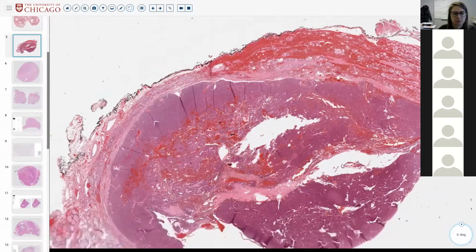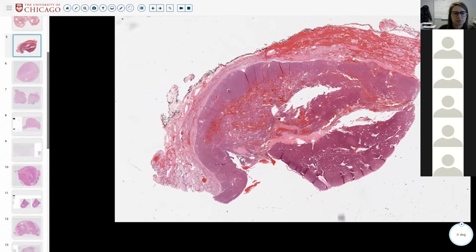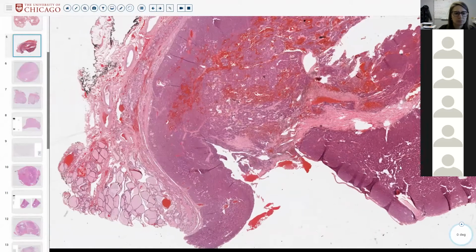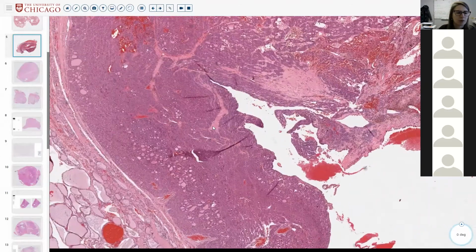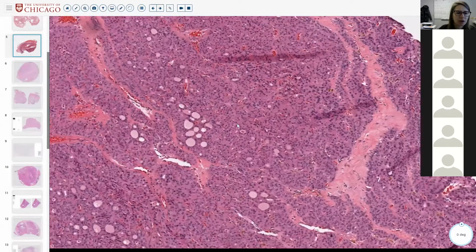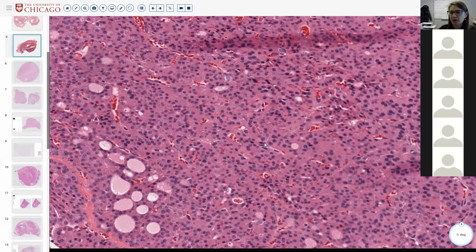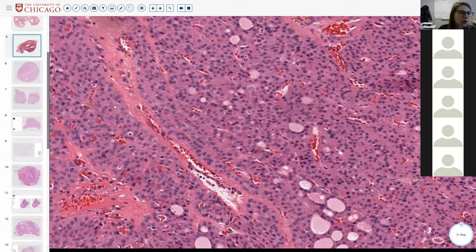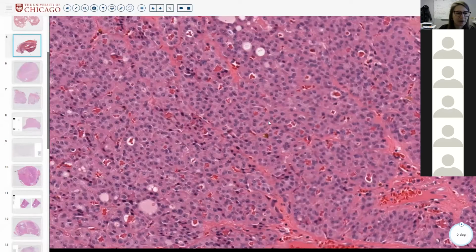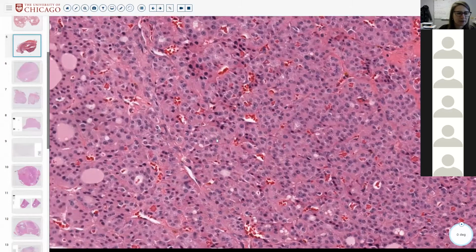So it looks like it's well circumscribed, from the section that we have. So like a Hürthle cell adenoma. Yeah. So we talked a little bit about oncocytes or Hürthle cells, right? So, follicular adenoma, Hürthle cell type. Hürthle cells are oncocytes of the thyroid, right? You can get oncocytes in any organ.